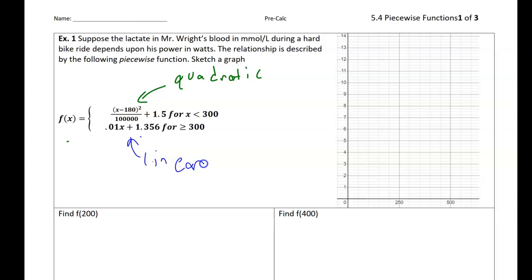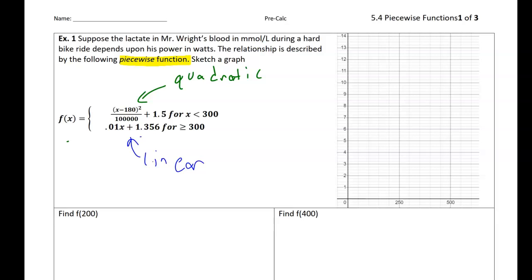So these pieces are familiar to us, and this function is called a piecewise function, and it's made out of parts that we already know. Most of the math we're doing here won't be new to us, but we're going to talk a little bit about the notation and why these things are useful to us.